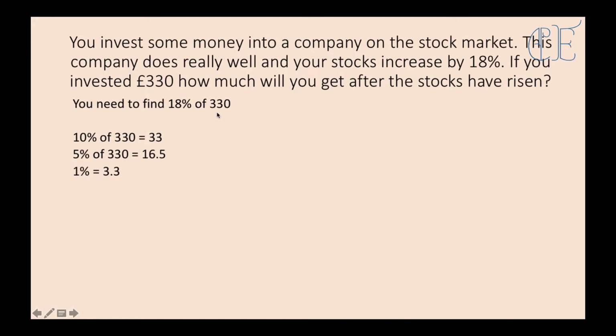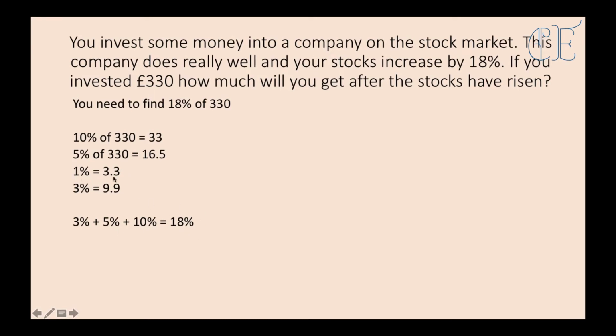So 1%, I divide this by 100, giving me 3.3. And then I'm just going to times that by 3. Okay, because I need 3 of them. I want 3%. And that gives me 9.9. So I have 3% and 5% and 10. And that gives me 18. So if I added all those together, it gives me 18.